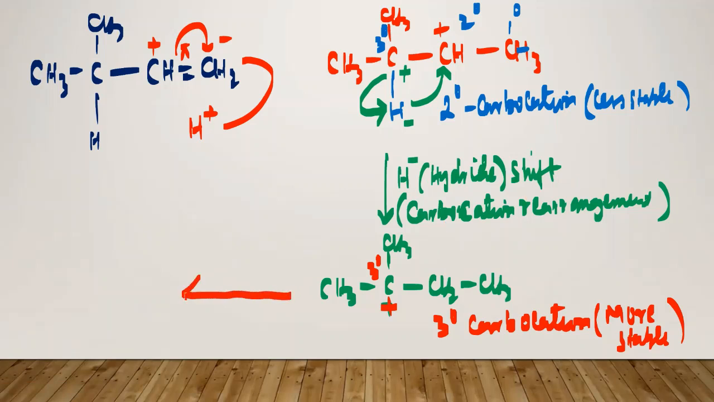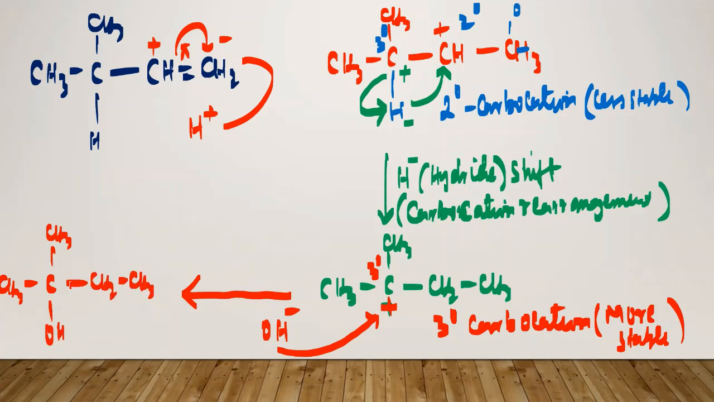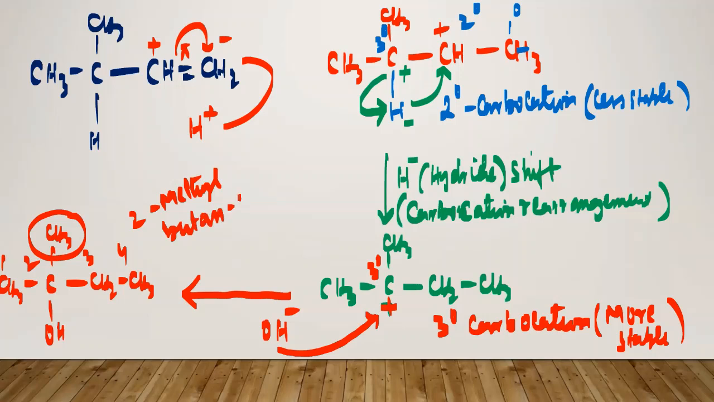And finally, I told you the pattern was H plus, carbocation rearrangement, and then OH minus. So finally, OH minus will come and attack this tertiary carbocation. And finally, your product will be here. CH3, CH3, then you have CH2 and CH3, and you will be getting here OH. So it will be 1, 2, 3, 4. So you have a substituent here at second carbon. So it will become 2-methylbutan-2-ol. So that is the name of this particular compound.